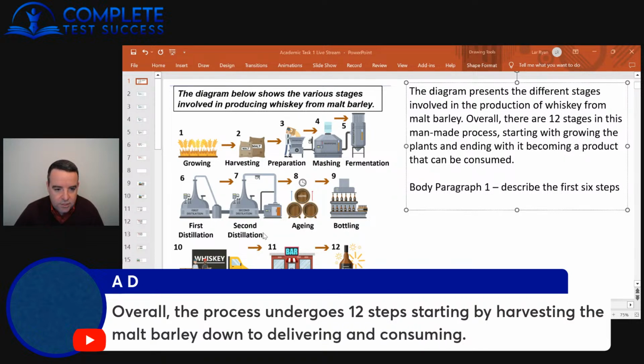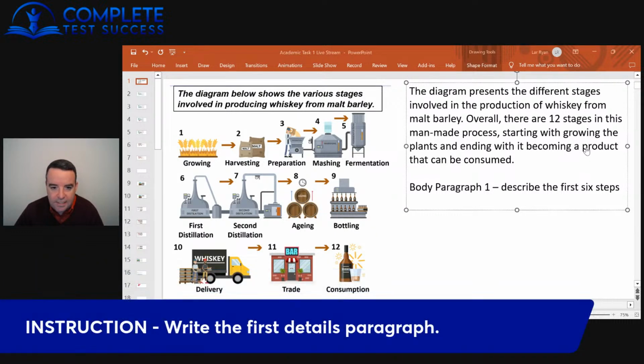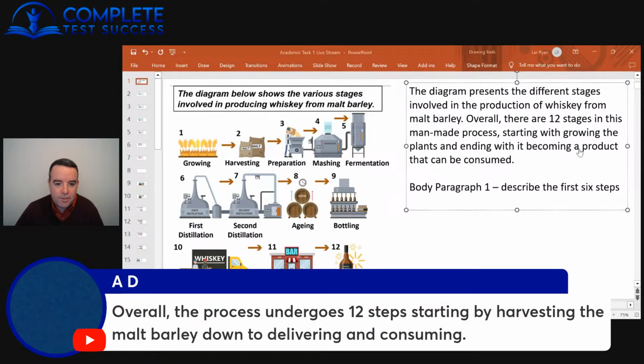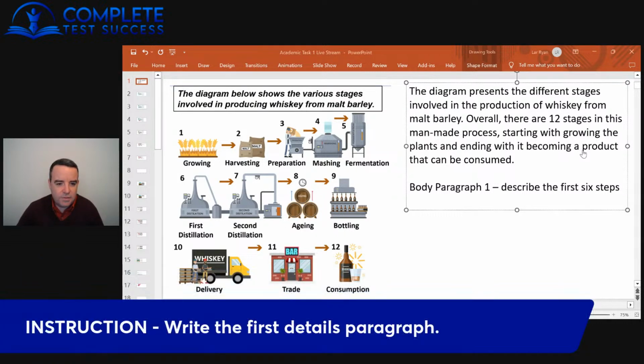So let's just change this. Overall, the process has 12 steps, starting with harvesting the malt barley and ending with consumption. Because if you say ending with delivery and consumption, well, it didn't end with delivery and consumption. It ended with consumption. There was delivery, trade, and then consumption.